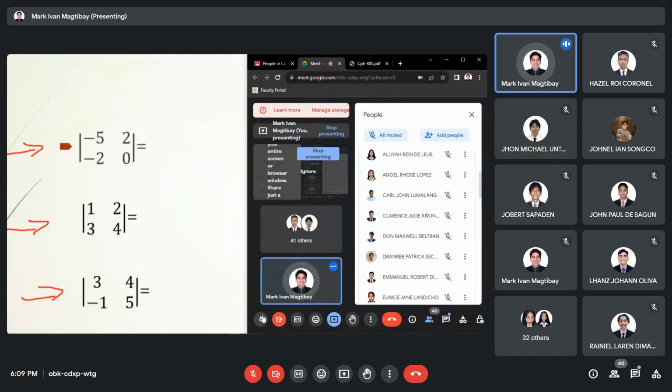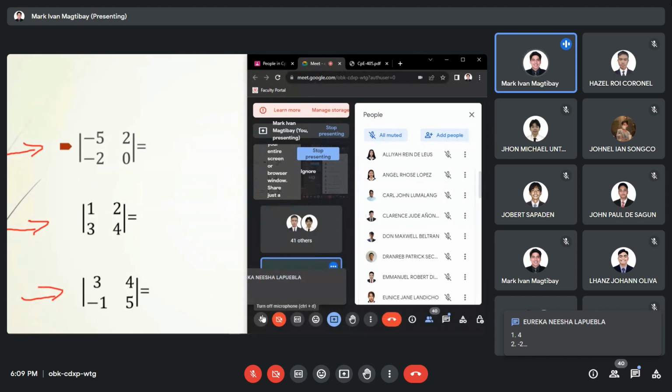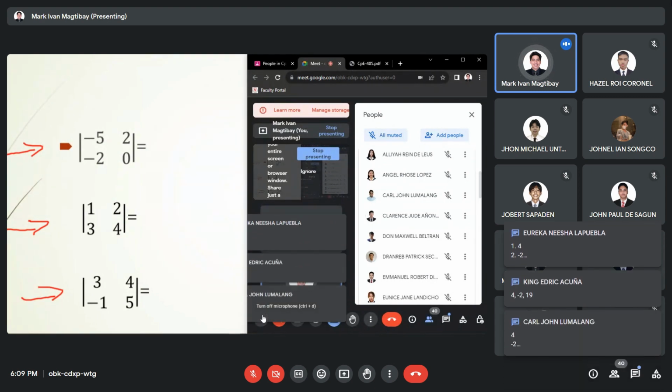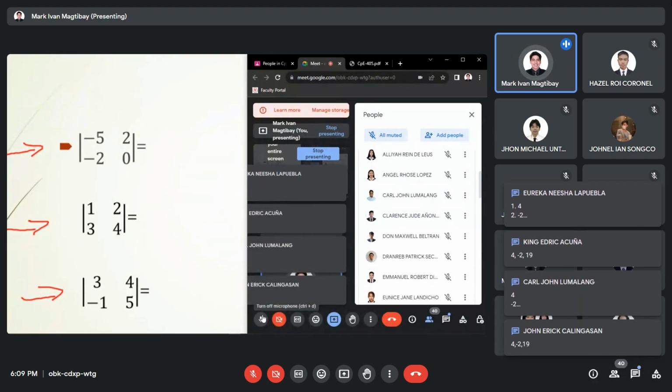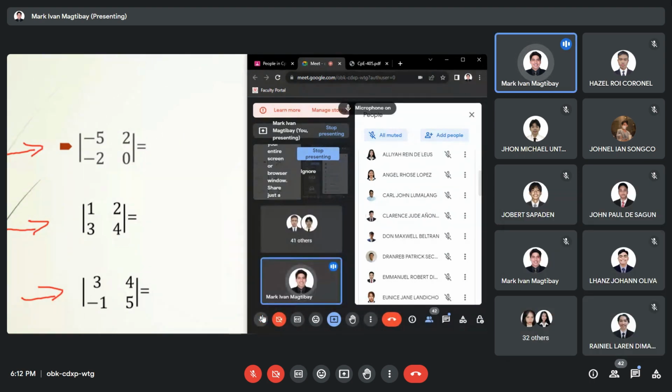Okay po, may nakakuha po isa, 4, negative 2 at 19 daw. Ano po kaya doon sa iba? Okay, 4, negative 2 at 19. Sige, hintay lang natin sagot ng iba. Baka po may maiba eh. Okay po, so madami pa nakasagot. So try po nating kunin po.